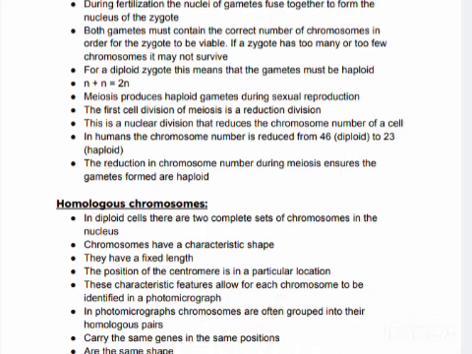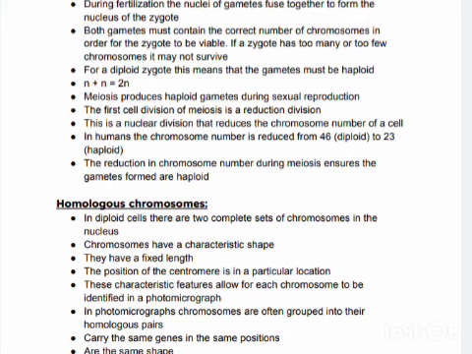First of all, the need for reduction division during meiosis. We know that in fertilization, the nuclei of gametes fuse together. Gametes have a haploid number of chromosomes, which means half the number of chromosomes. So when our male gamete and female gamete fuse in fertilization, the original diploid number, which is specific to the species, is restored.